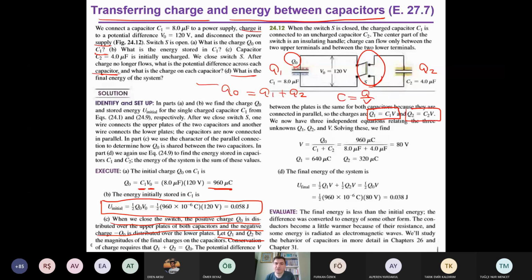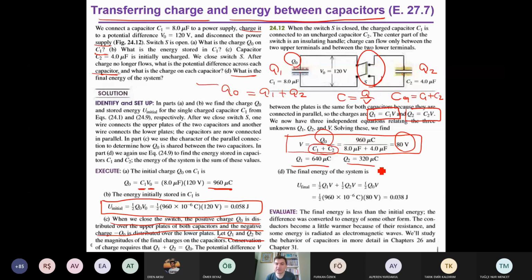And what about the equivalent capacitance? It is also given with C1 plus C2, okay, for the parallel case. And then we have this one. This is the total charge of the system. This is the equivalent capacitance of the two parallel connected capacitors. And now we have 80 volt. Okay, since they are connected in parallel, 80 volt is here and 80 volt is here. And we know Q1 is this one, Q2 is this one. Then the final energy of the system can be calculated with this form.